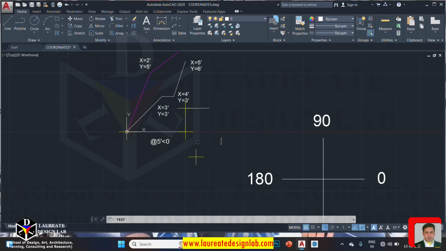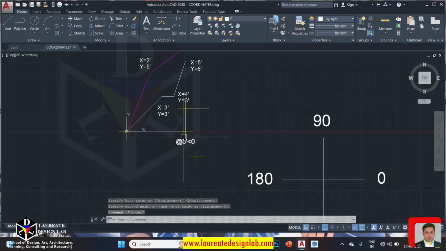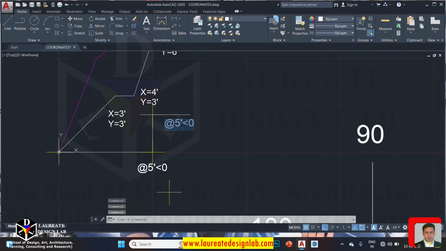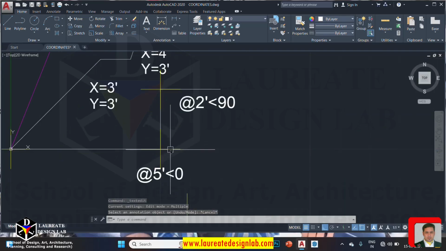For which point? For getting which point? For getting this particular point, this was the value. For getting this point, what value I'm going to take? Let's check that. 2 feet. I have gone 2 feet up. And the angle was 90 because this plus is over here now. And this point represents 90, this 0, this 180, this 270.